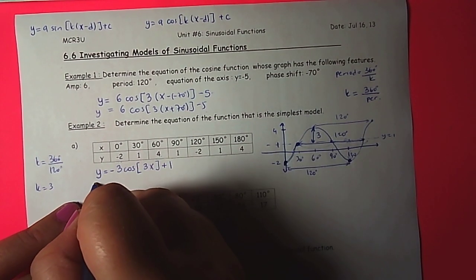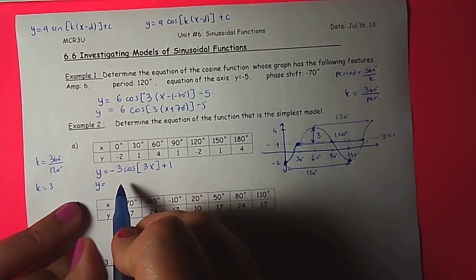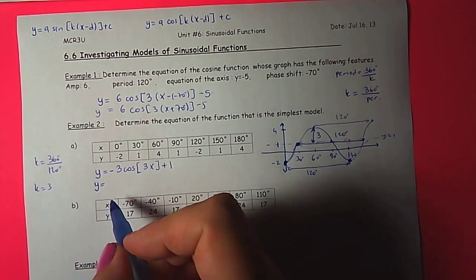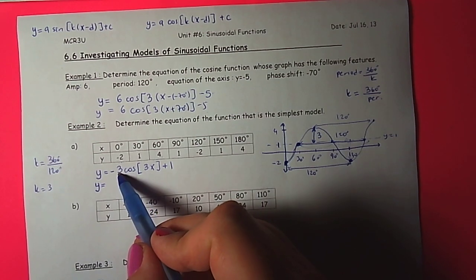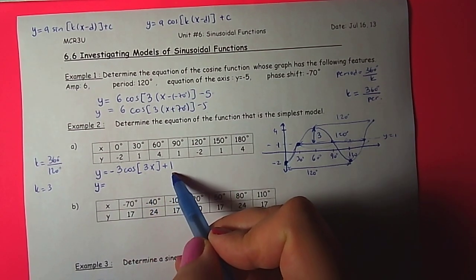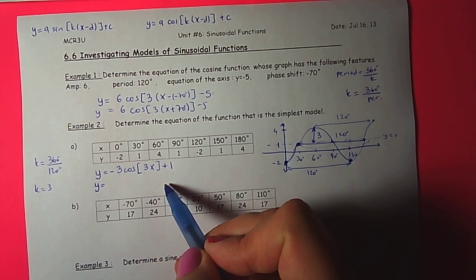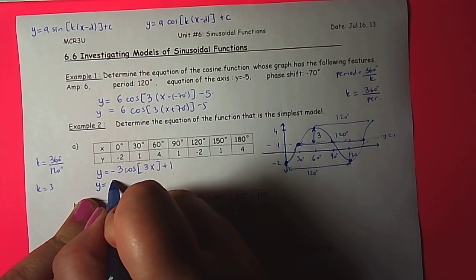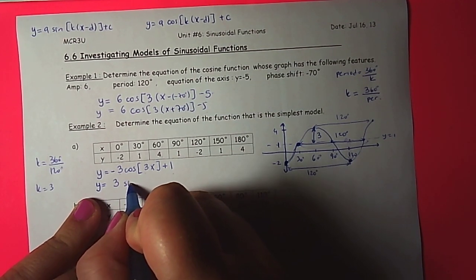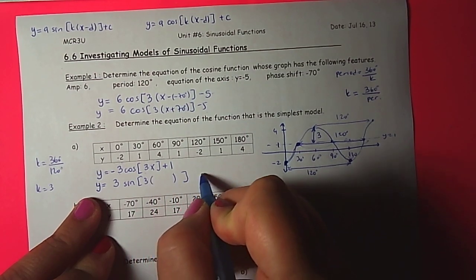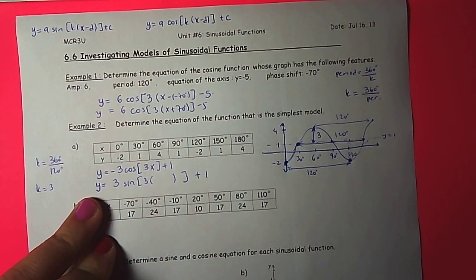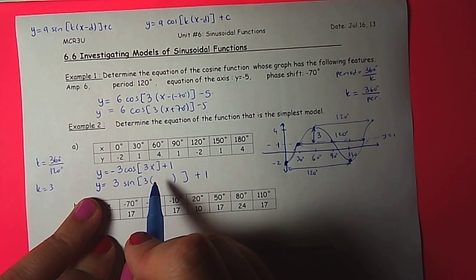So let's write it with a sine function. When you're writing with a sine, you have to see that the a, k, and c values will remain the same. The only difference will be the phase shift. So I know that my a is going to be 3, k is going to be 3, and c is going to be 1. Okay, they are going to stay the same. The only thing I need to decide is the phase shift.